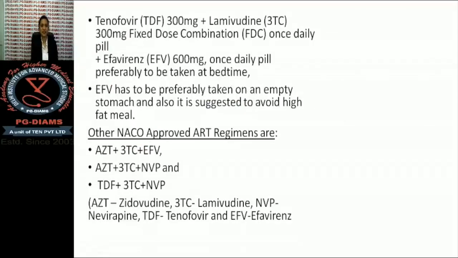The regime that is used is tenofovir 300 mg, lamivudine 300 mg fixed dose, and efavirenz 600 mg once a day. Efavirenz has to be taken on an empty stomach preferably. The other approved regimes are these.